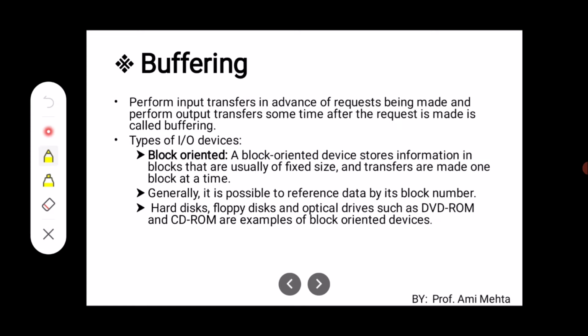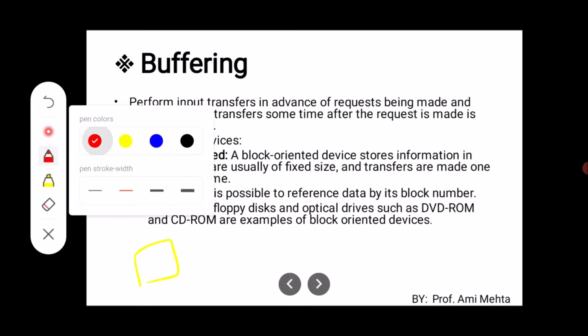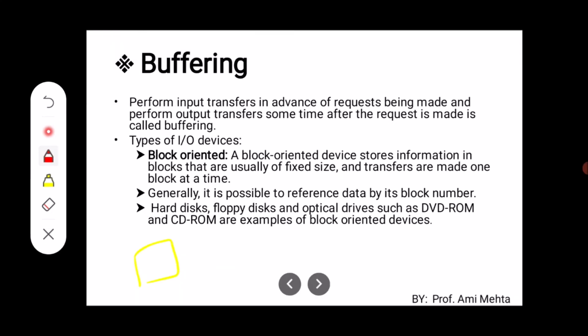There are two types of I/O devices. The first is block oriented. A block oriented device stores information in blocks that are usually of fixed size, and transfers are made one block at a time. Generally, it is possible to reference data by its block number. Hard disk, floppy disk, and optical drives such as DVD-ROM and CD-ROM are examples of block-oriented devices. So, these devices store information in a particular number of blocks, which are of fixed size.